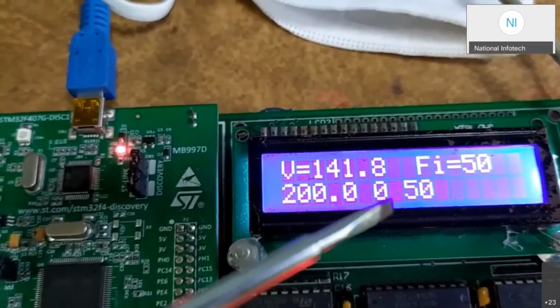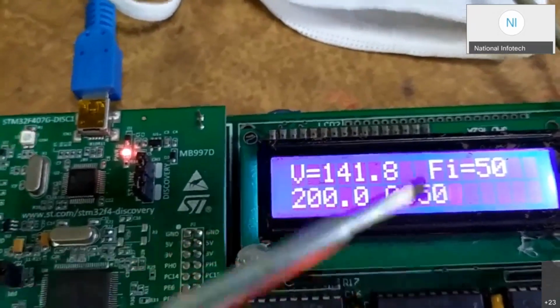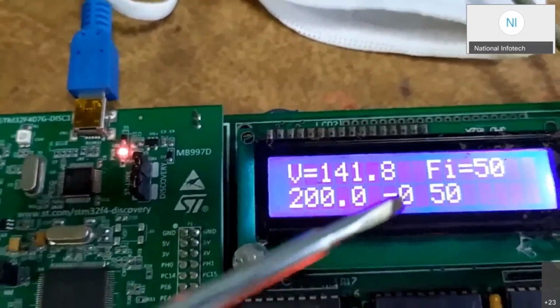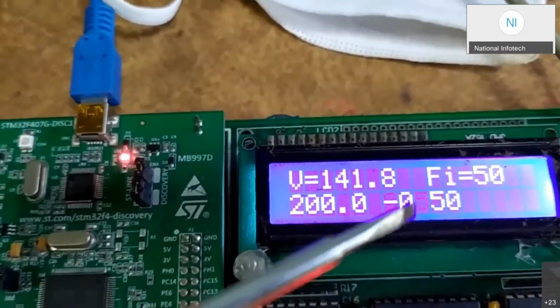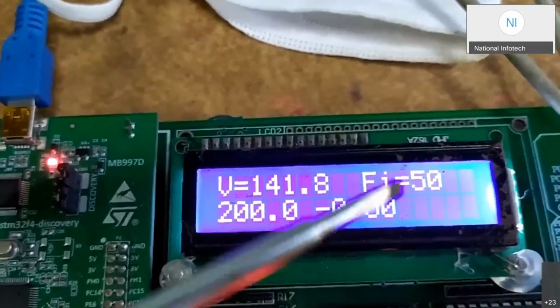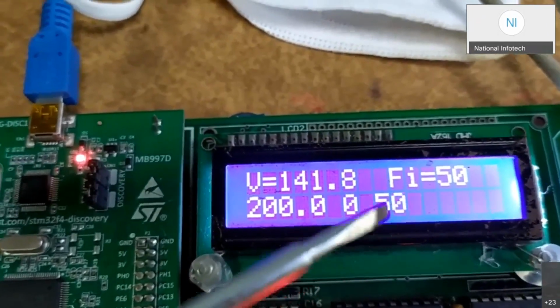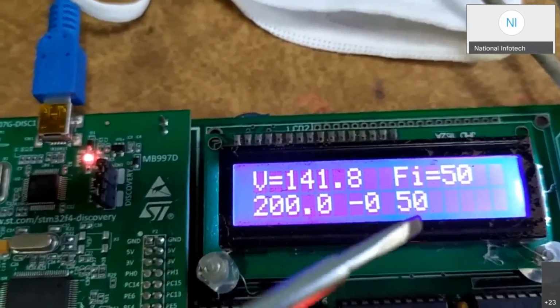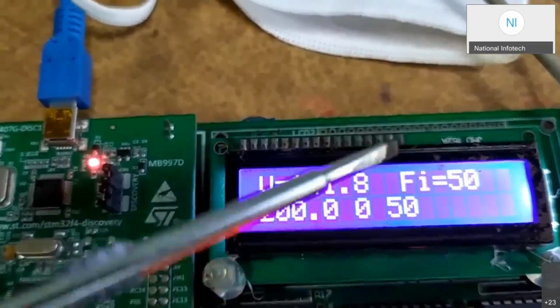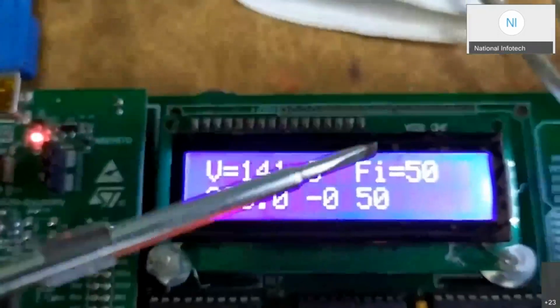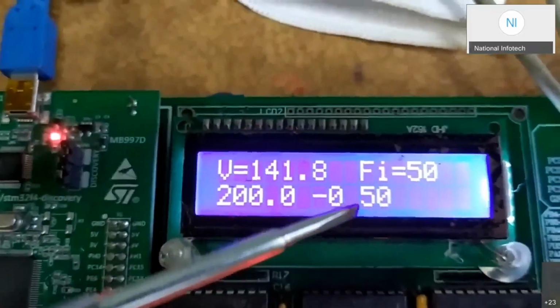So we can say that our reference frame is aligned correctly on the D axis, the space vector. Here, 50 is the estimated frequency using the PI controller output, so the estimation is happening accurately. This is the actual voltage frequency and this is the estimated frequency.